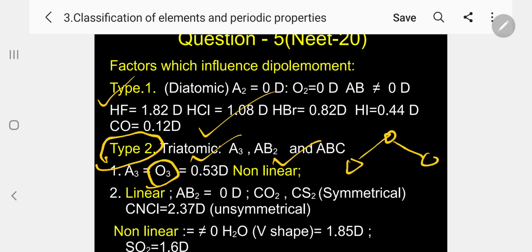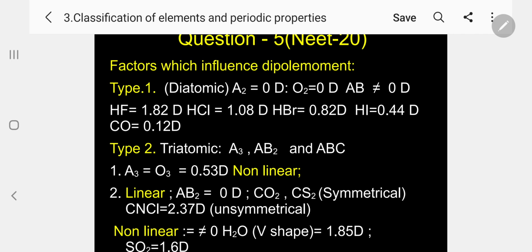Kindly follow. In this case, if it is non-linear, follow; if it is linear, the dipole moment is again 0. Take an AB2 molecule, for example. If it is linear, 0. Example, carbon dioxide. Kindly follow what? Carbon dioxide. This is O=C=O.